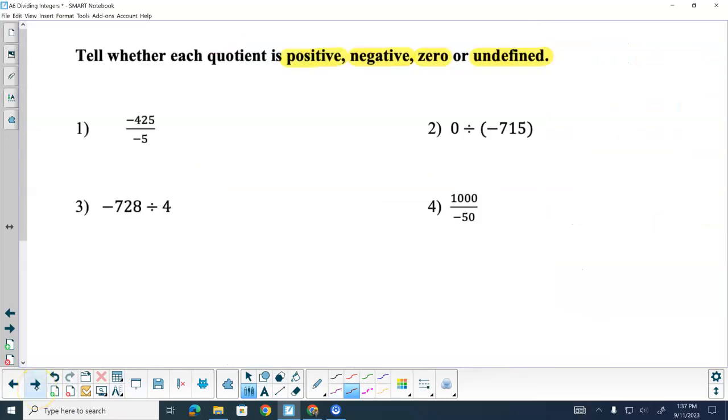On these ones, all I'm asking is: is the answer going to be positive, negative, 0, or undefined? Positive, negative, 0, or undefined. First one, negative divided by a negative. Is that positive, 0, negative, or undefined? Positive. So this one is positive.